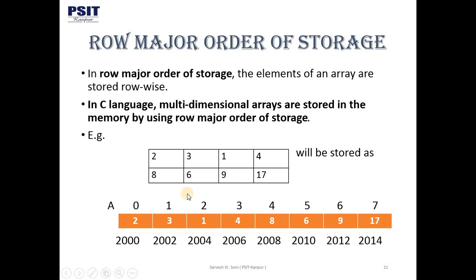And as we know, the base address will always be stored in the array name, because the array name acts as a constant pointer and it stores the base address. So here I am considering the base address of the array is 2000, and let's say the integer size is 2 bytes, then the next cell address will be 2002, 2004, 2006 and so on.